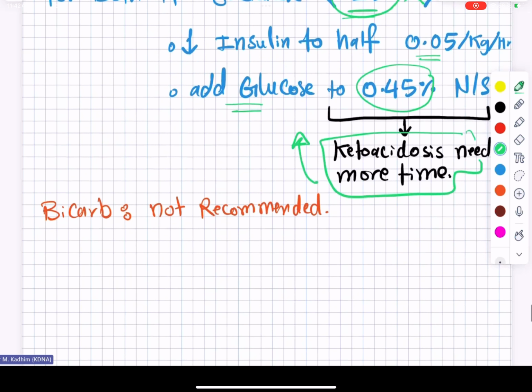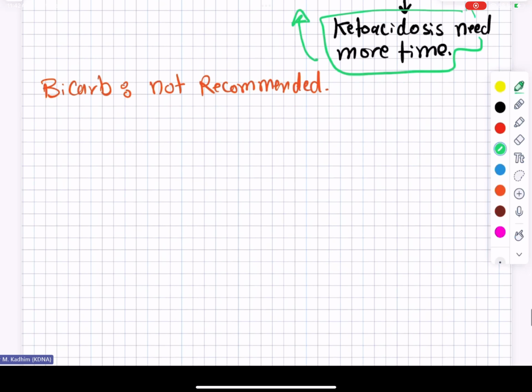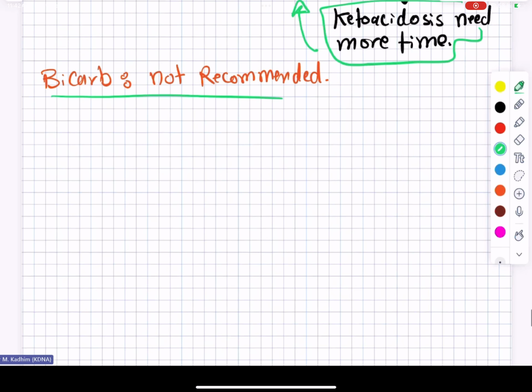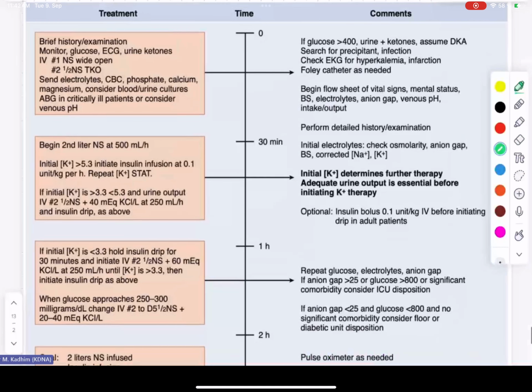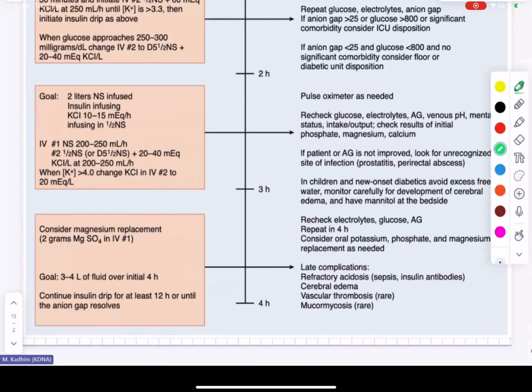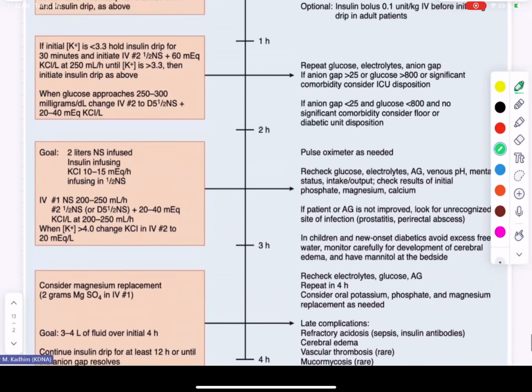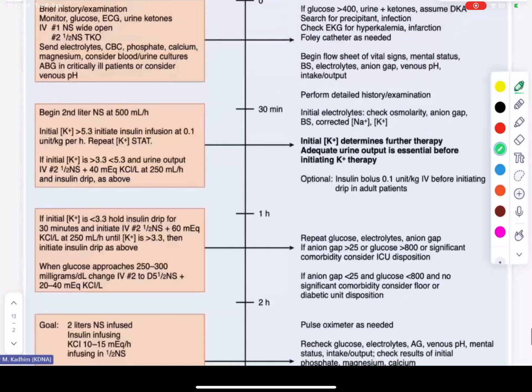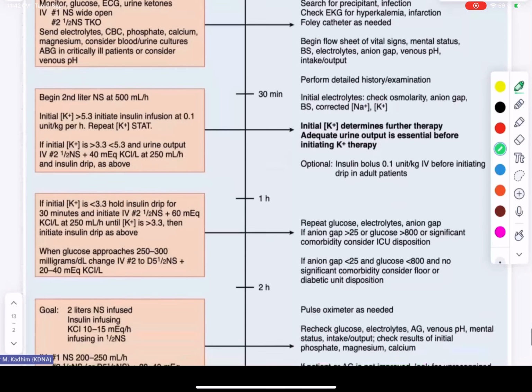So the treatment should be continued until, I think, 24 to 36 hours. Bicarb is not recommended in the treatment per the textbooks. This is the detailed timeline. I tried to summarize it, but this is the detailed treatment from the emergency medicine textbooks.